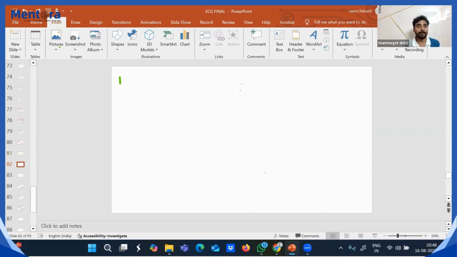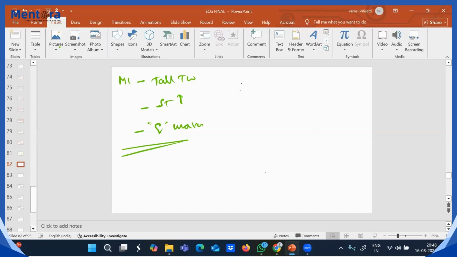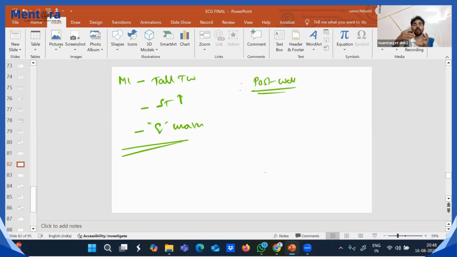Normally, as I discussed, when any MI is there, you find 3 changes: tall T waves, ST elevation, and Q waves. But for the posterior wall, what is happening? The ventricle is there, the posterior wall is there, but you are not placing any lead on the posterior wall. You are just placing leads anteriorly. So you cannot appreciate the ST elevations or hyperacute T waves from the posterior wall.